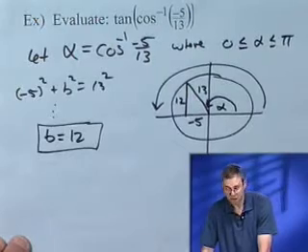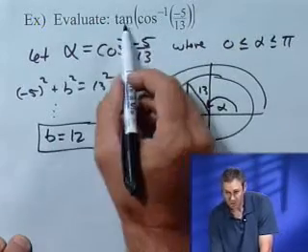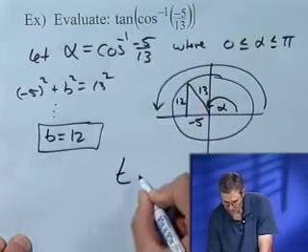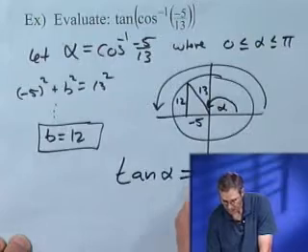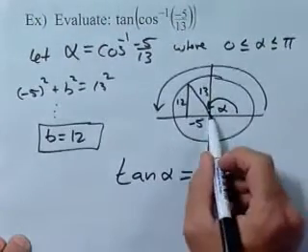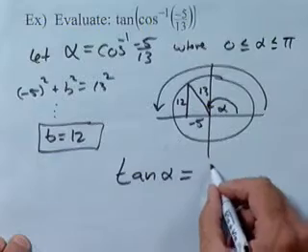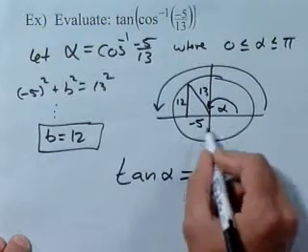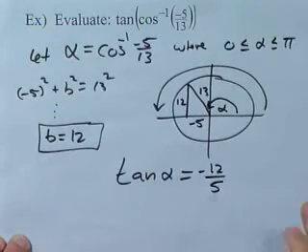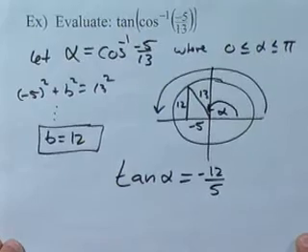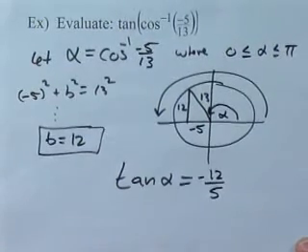Okay? So where are we? Well, we have to figure out what the tangent of that angle is. Well, the tangent is going to be opposite over adjacent, or negative 12/5. Okay? Try one more.